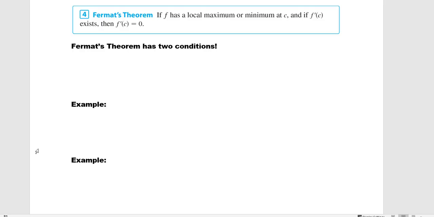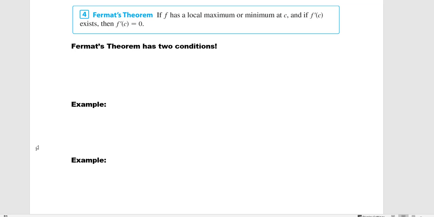Number 4, Fermat's theorem. If the function f has a local maximum or minimum at some input c, and if the derivative of that function evaluated at that input c exists, then the derivative evaluated at that point c must equal 0.